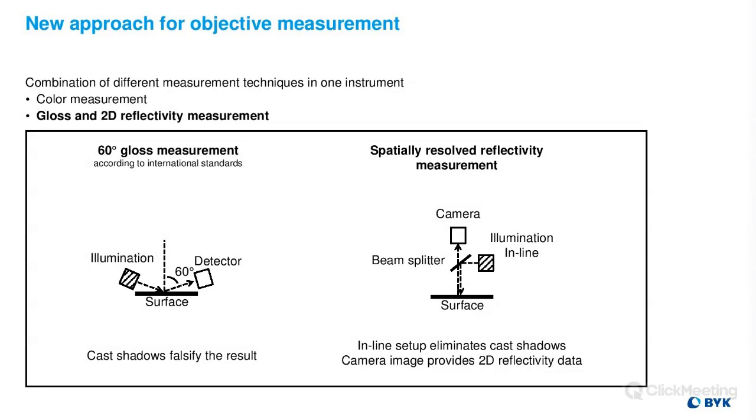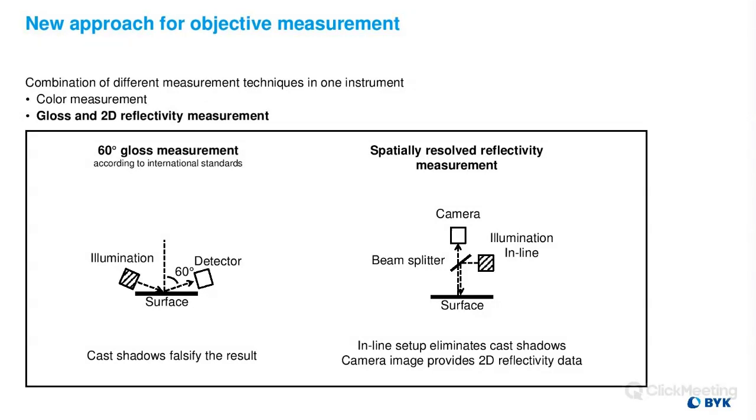So here we have our two methods side by side. We have our traditional gloss measurement on the left, where the light is coming in at an angle. And then we have that 2D reflectivity measurement on the right, where the light is in line with the camera, so you're not getting those shadows like you are with the gloss measurement throwing off your results.